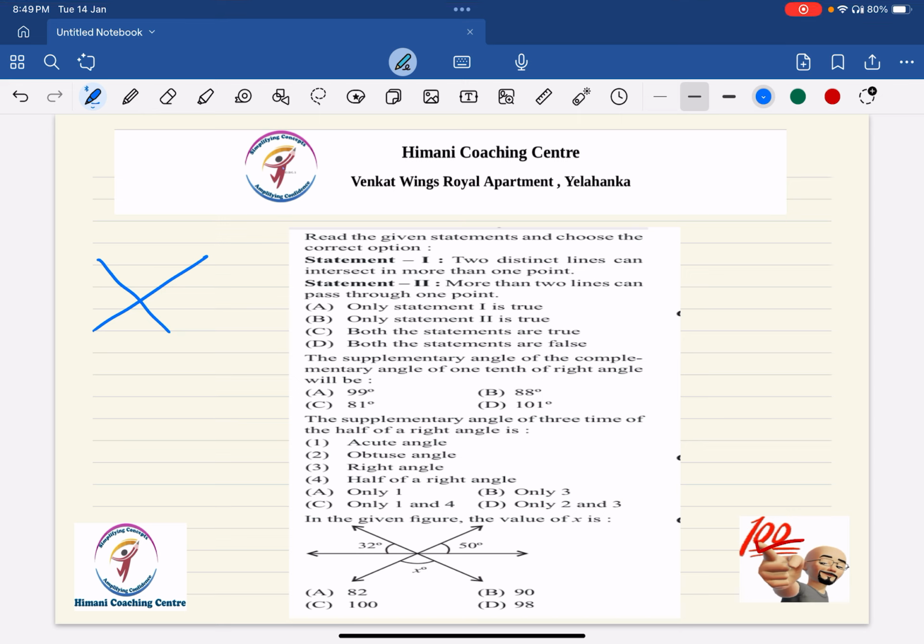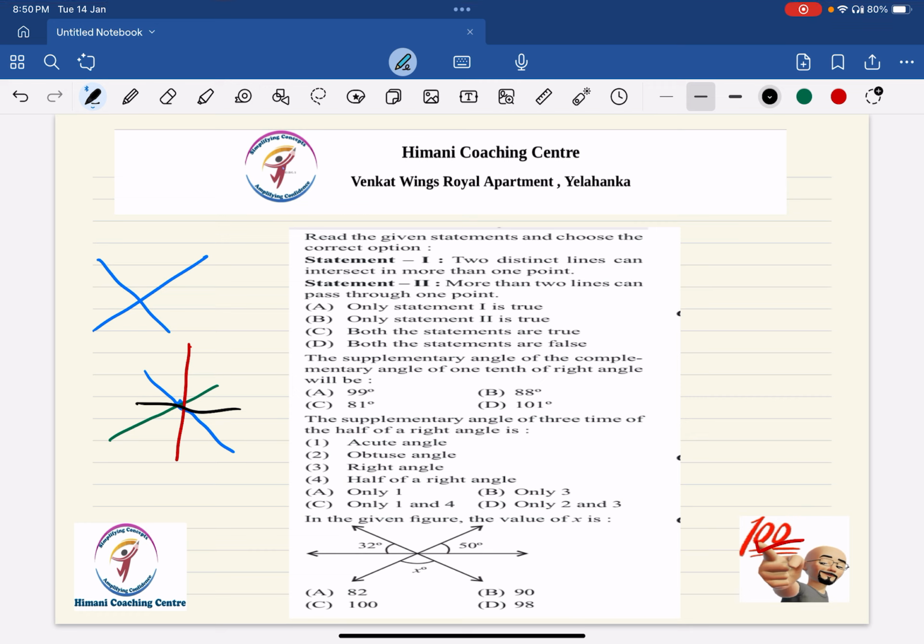Okay, that is not possible. Then more than two lines can pass through one point. See, if this is a point, how many lines can I draw through this? A green line, perhaps another blue line, perhaps another. I can keep on drawing any number of lines. In fact, infinite lines can be drawn.